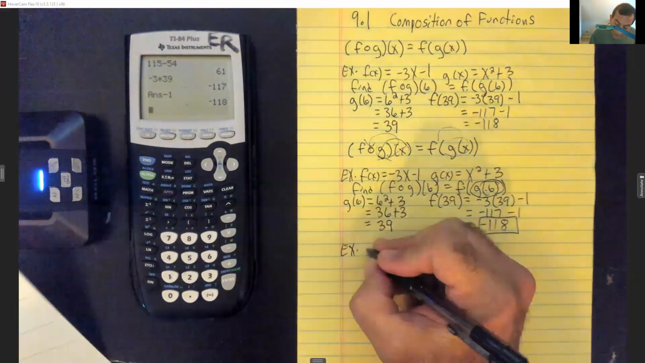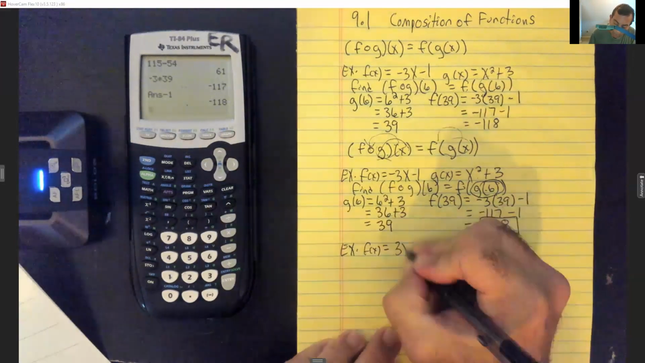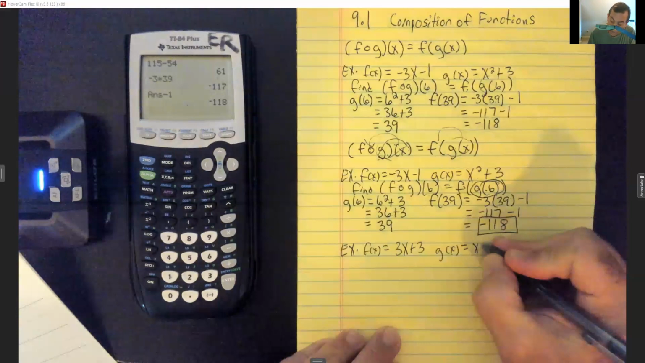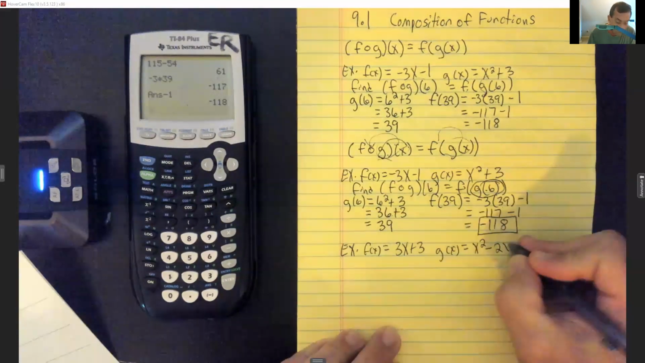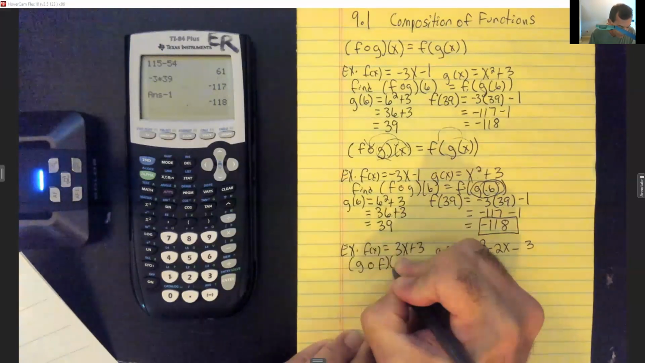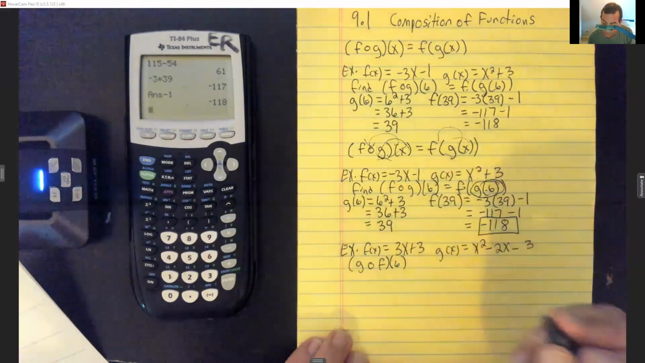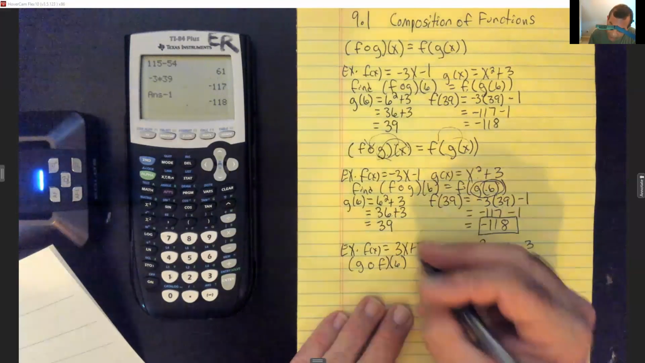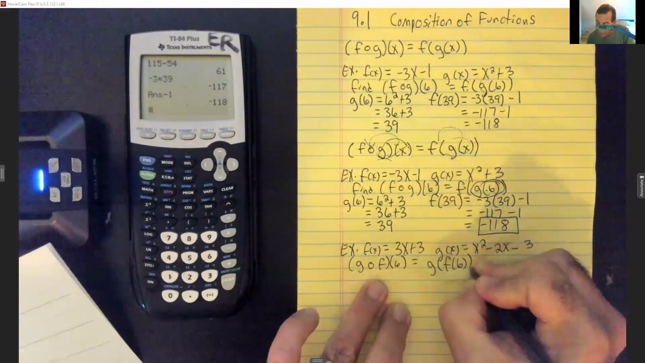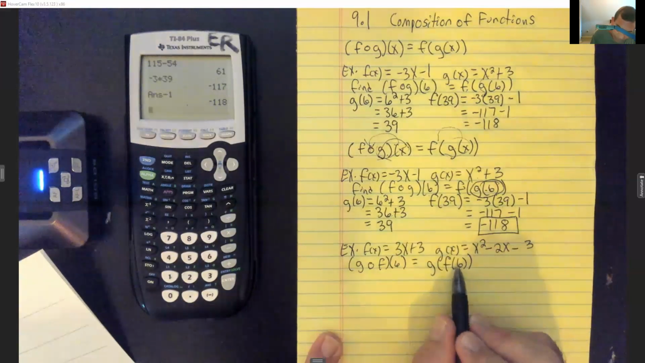All right, number 2, f of x is going to equal 3x plus 3. g of x is going to equal x squared minus 2x minus 3. I'm going to find g of f of 6. So it looks like 6 is my popular number today, right? This one really means g of f of 6. The order's reversed over here, so notice how I rewrote it, which means the first thing you got to find is that f of 6.